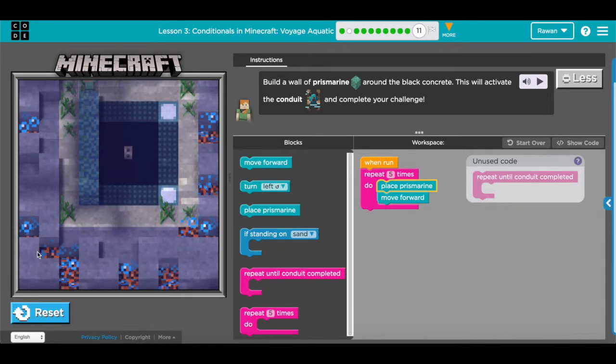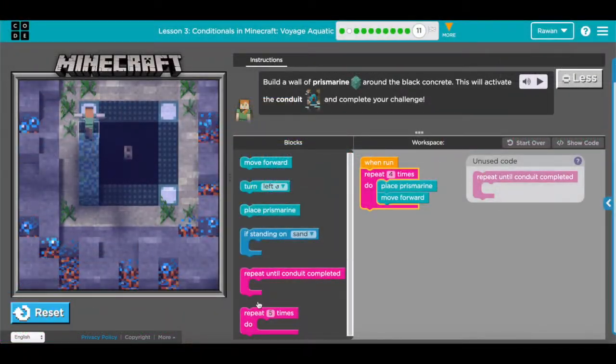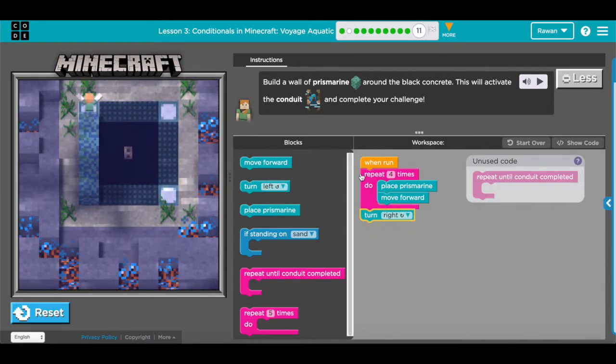Looks like I'm out of this wall. If you notice, Alex is out. I guess this is the correct solution, because now Alex, she needs to turn to the right side. So turn right, and then she has to repeat the same pattern.